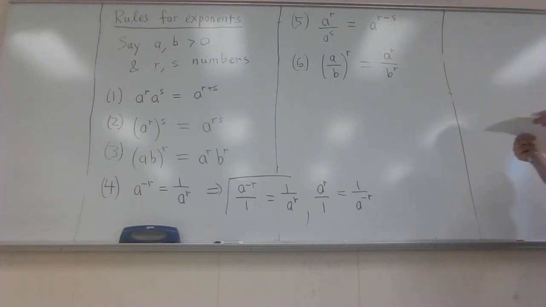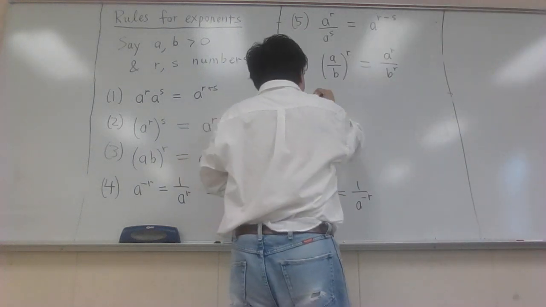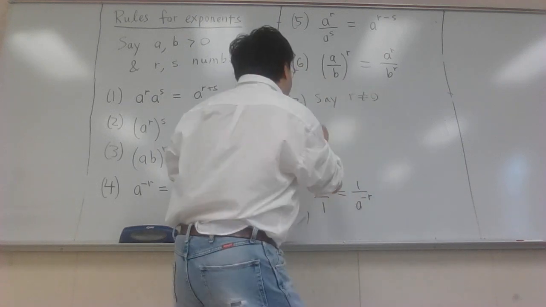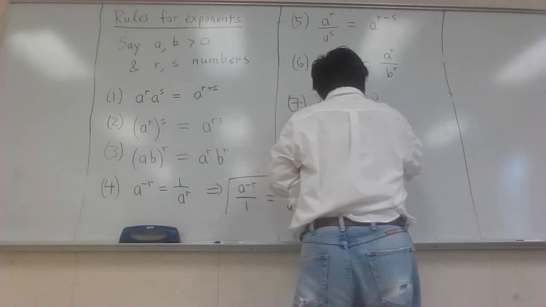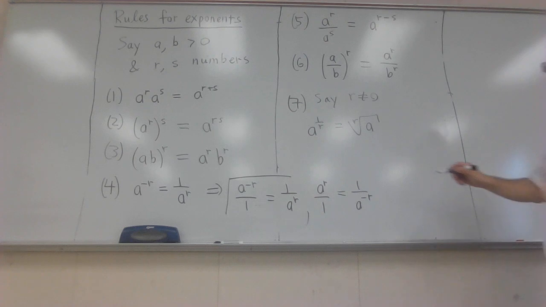Rule number 7 says that if r is not 0, then a to the power of 1 over r is the same as the rth root of a.